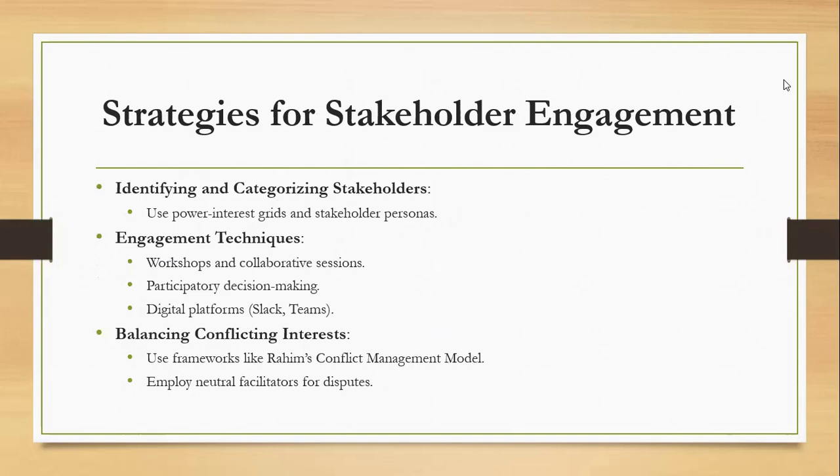Finally, managing conflicting interests among stakeholders is very important. For example, a sponsor might focus on cost savings, while regulators prioritize compliance. In such cases, frameworks like Rahim's conflict management model can help resolve disagreements by finding solutions that work for everyone. Neutral facilitators can also help mediate difficult discussions. By using these strategies, we can keep stakeholders engaged, ensure their trust, and improve the chances of a project's success.